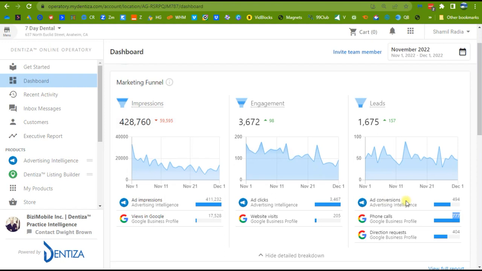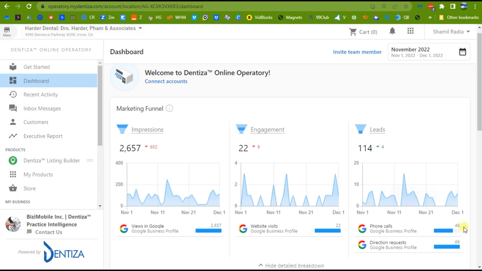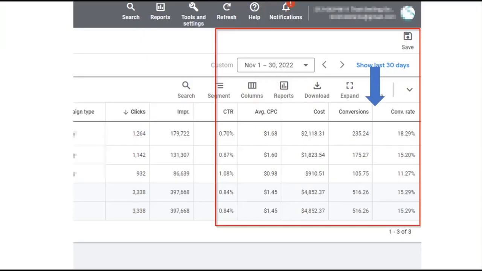7-Day Dental, we looked at this month, November 2022, 494 conversions, right? So between Google and the data that came through on this dashboard, they were short about 16 based on the date difference, okay? So about 700 plus phone calls came into the practice. Yet a practice that isn't too far away from them in Irvine, California, got 48. So, big difference.